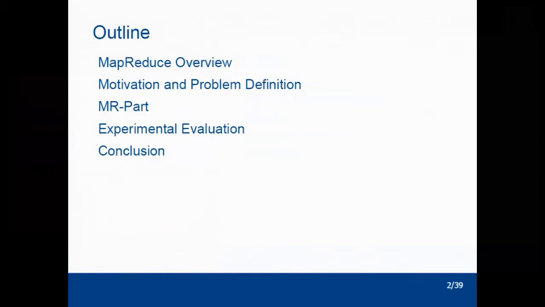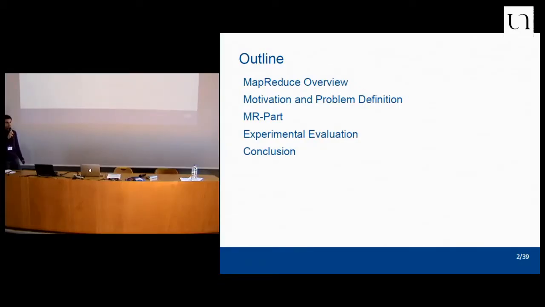So this is the structure of the presentation. First, I will give an overview of MapReduce, and in particular, we focus on the shuffle phase. Then I will motivate our approach. In particular, I will point out the limitations of the shuffle phase, and I will define the problems that we want to solve. After, I will present our approach. And finally, we are going to present some experiments that we have run and the conclusions.